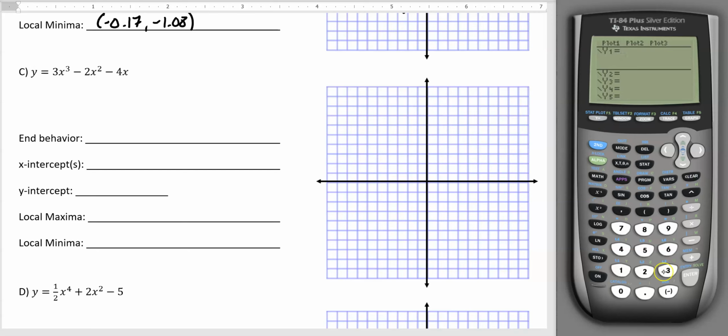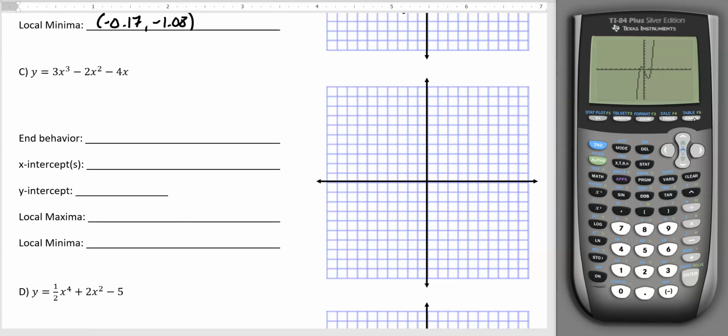Let's see how C checks out here. Gosh, I'm funny. 3x to the third minus 2x squared, and then minus 4x. Let's hit graph. What do we have here? Okay, so 3 x-intercepts, a maxima, a minima.